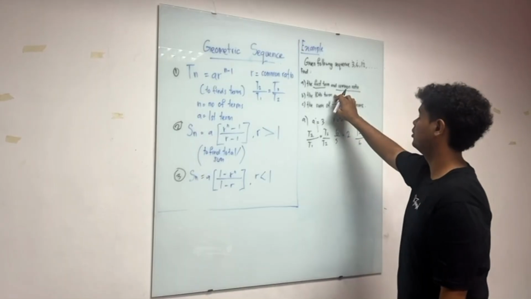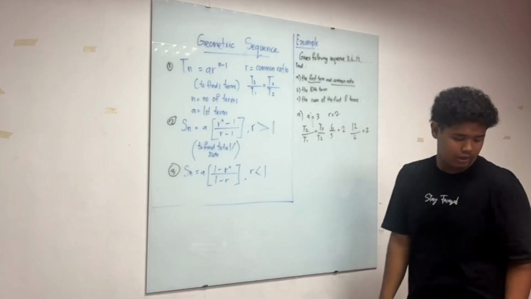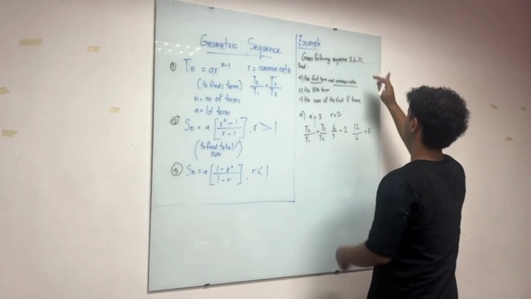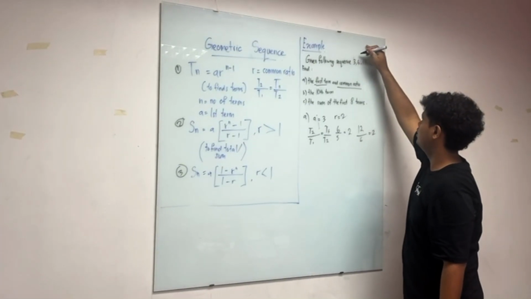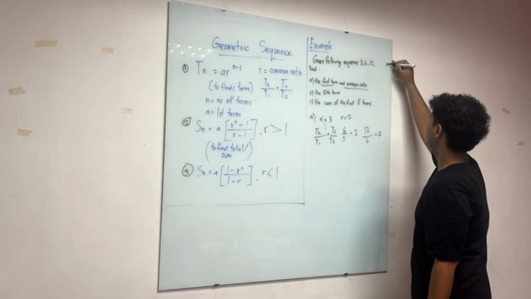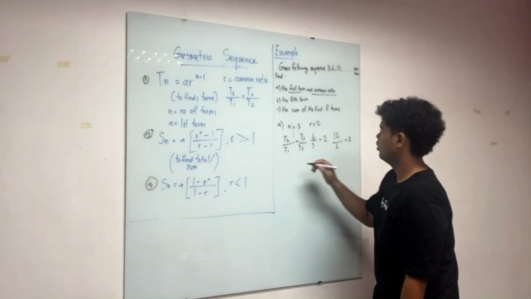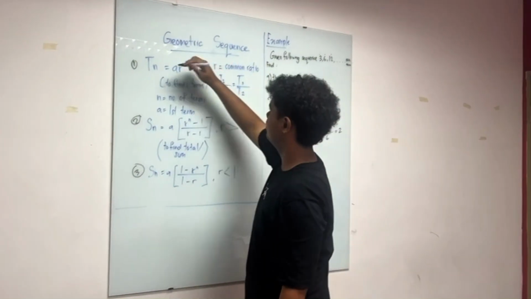So we move on to the second question, the 10th term. The 10th term means we only have the first 3 terms, and they want the nth term. So we will use this formula.